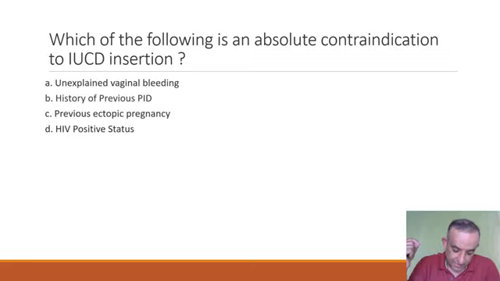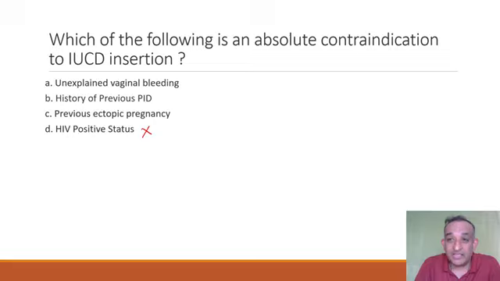So yes, what is an absolute contraindication to an IUCD here? Unexplained vaginal bleeding, history of previous PID, previous ectopic pregnancy, HIV positive status. Guys, HIV positive is never a contraindication. You can give an IUCD for contraception. If the couple is HIV positive, they can have intercourse, isn't it? If the couple is HIV positive, then they can have an IUCD as contraception.